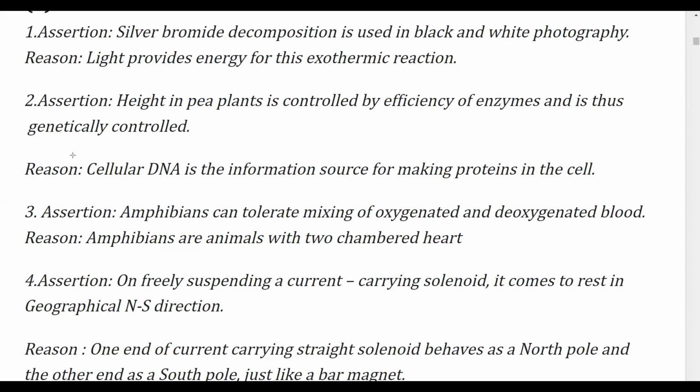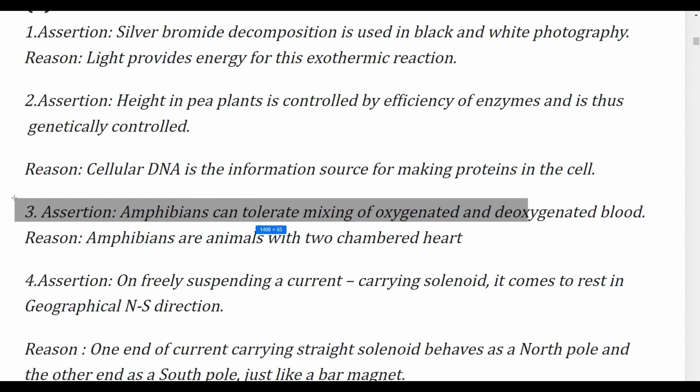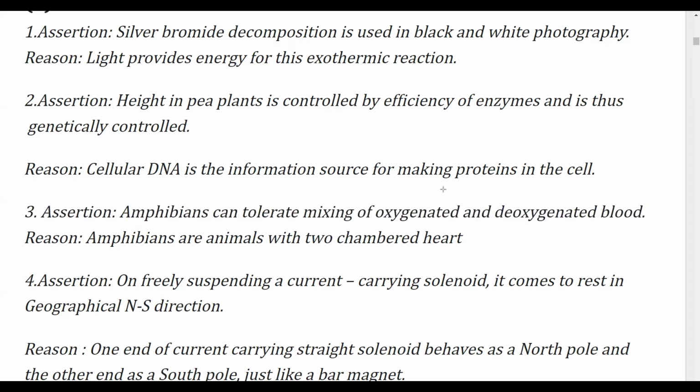Yeah, both are correct and is the correct explanation. So A is the correct answer for the second part. Now as I read the third part, it says that amphibians can tolerate mixing of oxygenated and deoxygenated blood. That's true, amphibians can tolerate some amount of intermixing of oxygenated and deoxygenated blood, and we call them cold-blooded animals because their body temperature depends upon the temperature of the surrounding environment. Unlike mammals, they cannot control the temperature of their body.